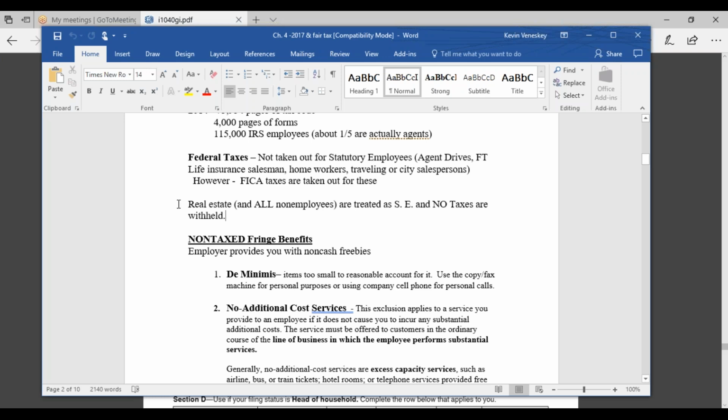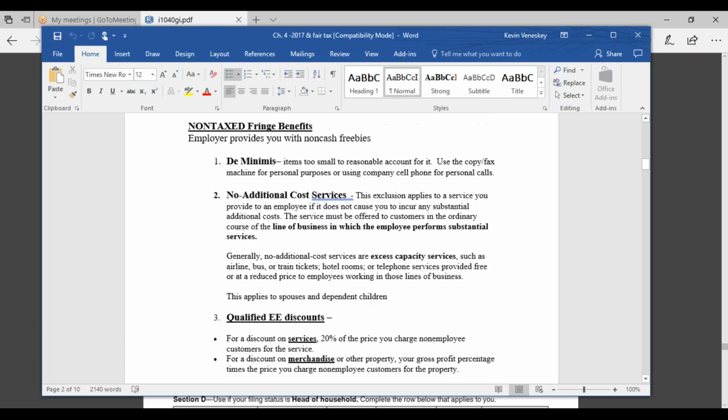The other one here is real estate. If you're a real estate professional, they're not going to take out any taxes because they consider you a self-employed contractor. So even though you work for Town and Country or you work for Remax, you're considered an individual contractor, and you do not have taxes taken out, nor will they pay their portion of the FICA taxes. So sometimes real estate agents get the bad end of the stick there.